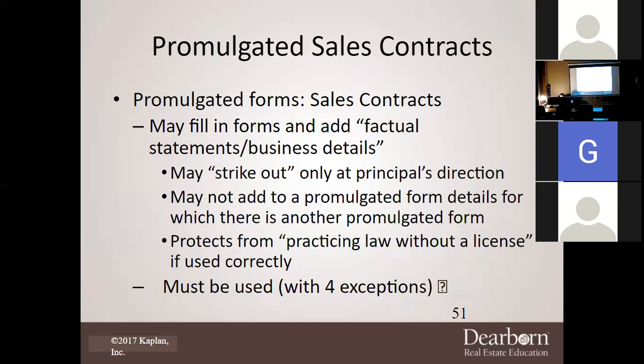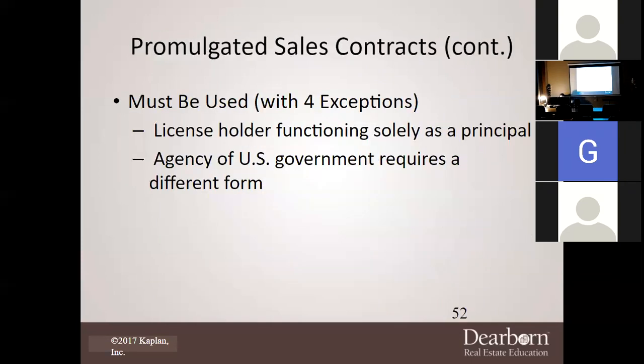You also may not add to a promulgated form details for which there is another promulgated form. So if there's an addendum, can I just type whatever I want in there, Miss Linda? No, what am I going to do? I check the box and do what? Add it to my contract. Okay. It protects from practicing law without a license if you use it correctly. Okay. And you must use it unless there are these four exceptions.